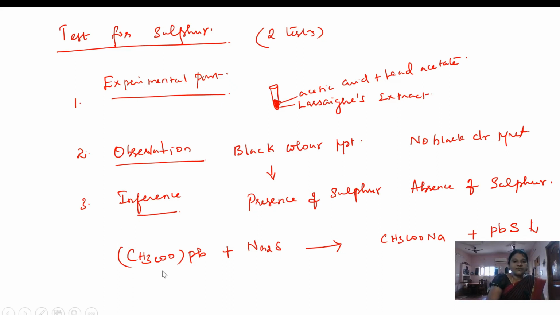This is the reaction which is taking place during this experiment. Lead acetate is treated with sodium sulfide to form sodium acetate and lead sulfide. Here sodium acetate is colorless and lead sulfide is a black color compound. Therefore, the black color precipitate is nothing but the formation of lead sulfide in this reaction. Therefore, it indicates the presence of sulfur in the given organic compound.